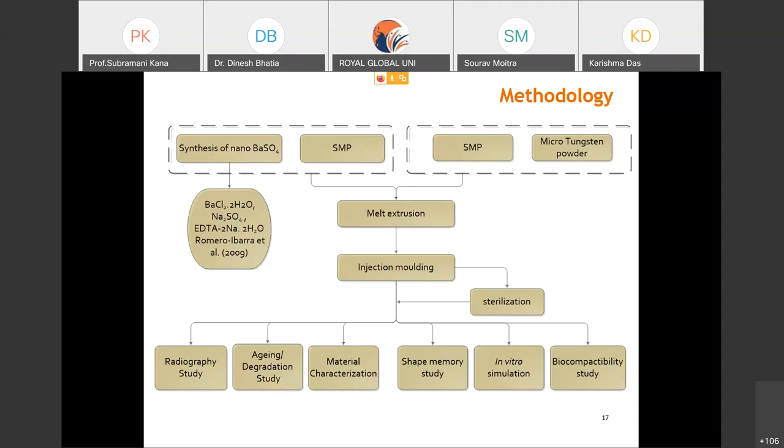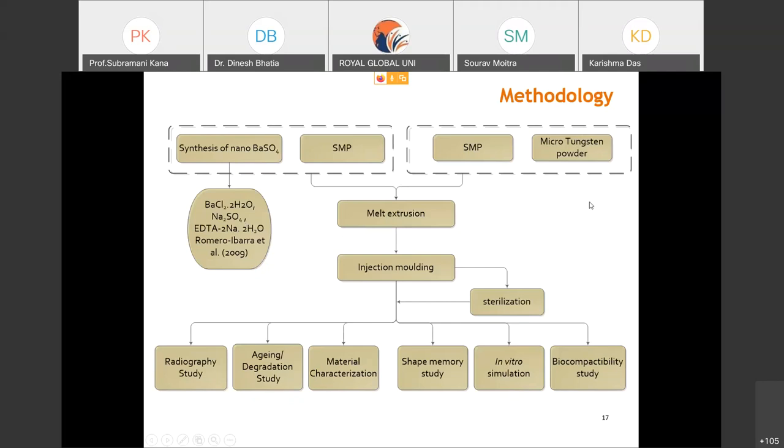Once the filament or pellets were obtained, we started to store them in an oven so that there would not be any moisture absorption. During the initial process for tungsten, we also faced some problems. That is why we started to use barium sulfate and hydroxyapatite as well.